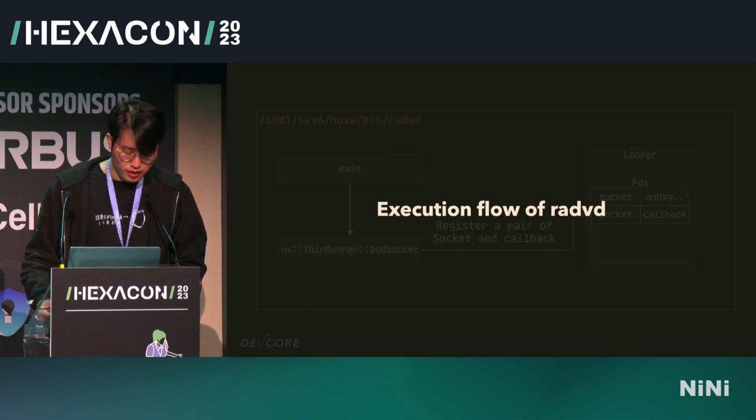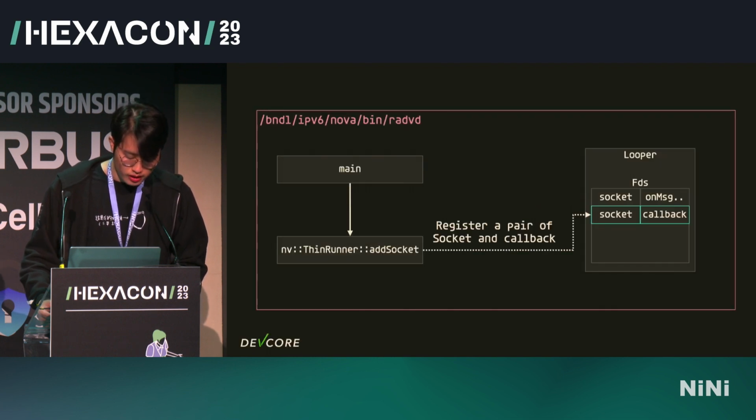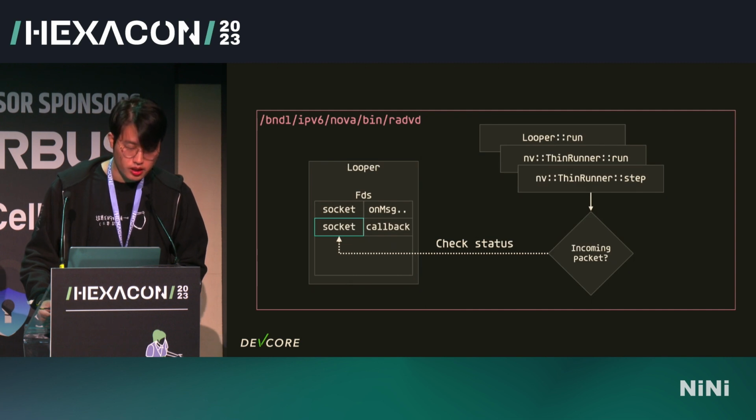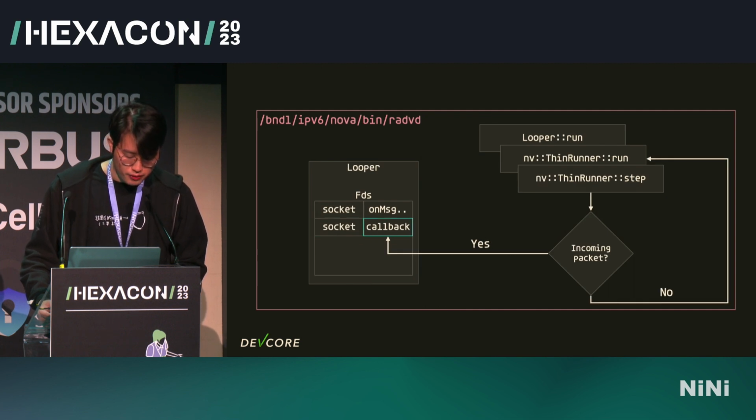So let's follow the execution flow of RA-DVD to find the bug. The RA-DVD has a similar design pattern to the discover process we mentioned earlier. It registers a callback and checks the socket in every loop. And if there is an incoming ICMPv6 packet, the looper calls the registered callback.